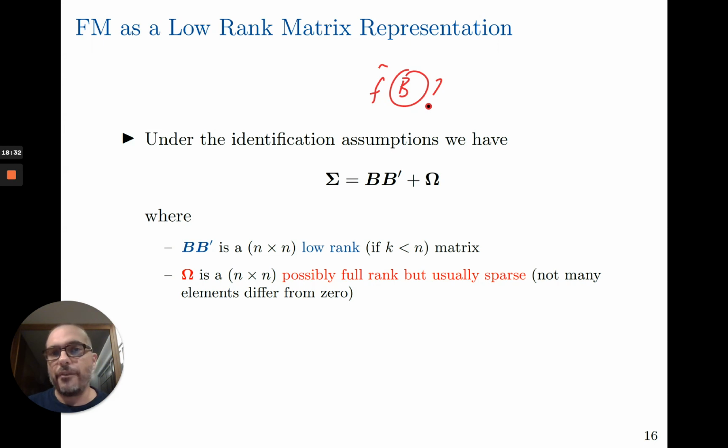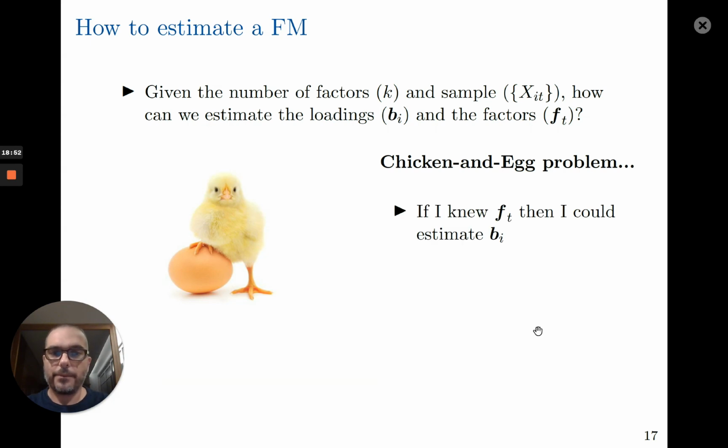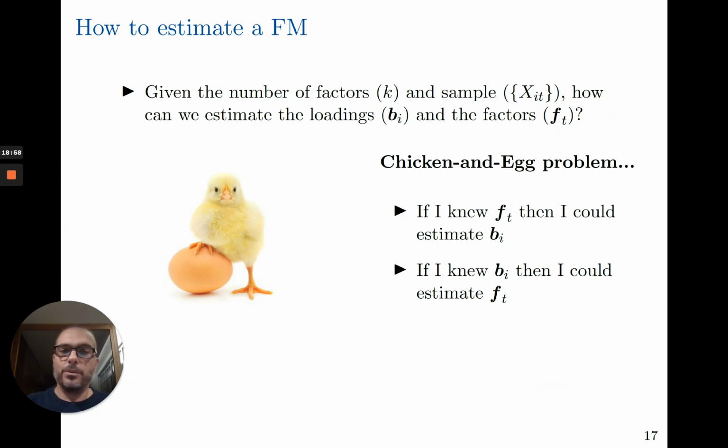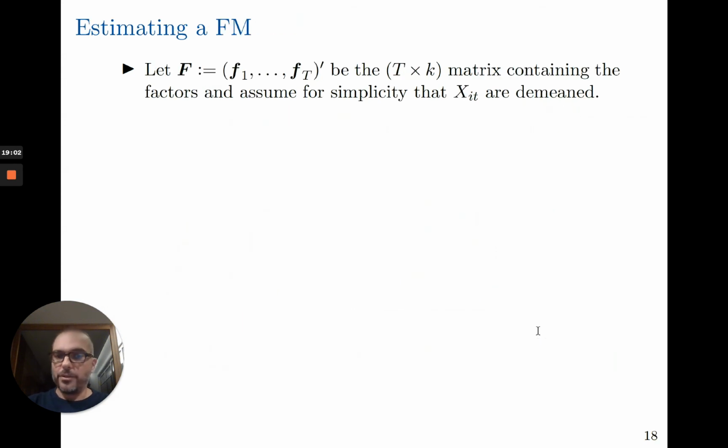So if we have F, we can identify B. If we have B, we can identify F. But how can we do both? So it's kind of a chicken and egg problem. Okay, how do we simultaneously get the loadings and the factors? Because, as I said, if we knew F, then we could estimate B. If we knew B, we could estimate F. So the solution, everything together.